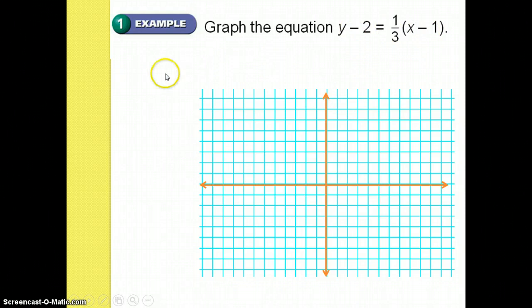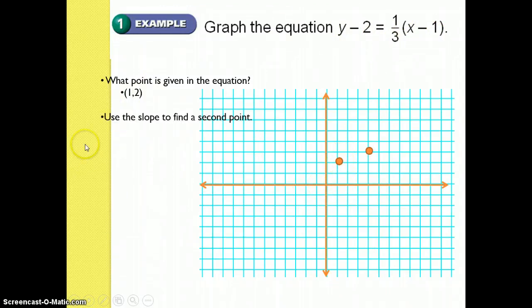All right, but the first thing we're going to do is find what point is given in the equation. It's 1, 2, 1 comma 2. All right, that is my coordinate. And again, these are positive because the formula starts with minus. We haven't changed anything in the formula, so we're not changing these values. 1, 2, and you plot over 1, up 2. Now we're going to use the slope to find a second point. The slope is 1/3, which means I go up 1 and forward 3, and then you connect your dots. So that is example 1.